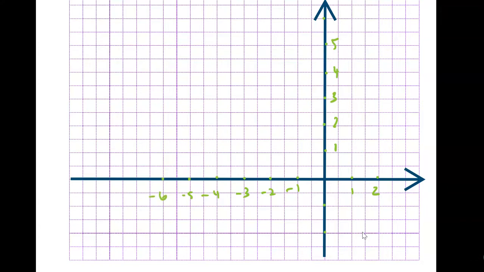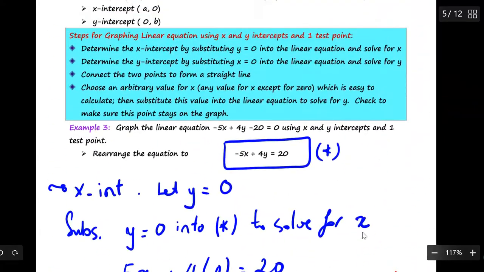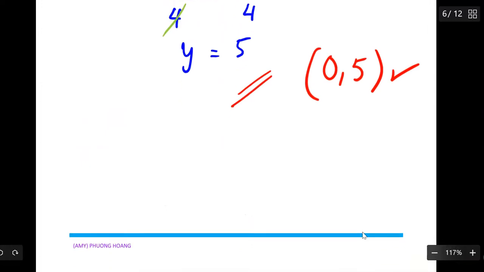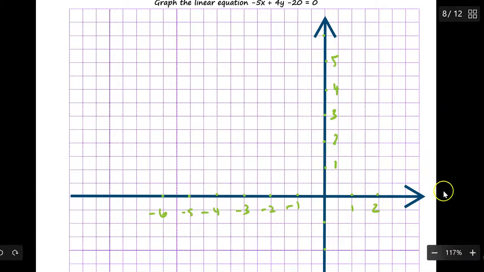So the first point is the x-intercept, which is what we found up here, is -4 and 0. Okay, so -4 and 0. And this is -4 and 0, so that plotted in red. So this should be -4 and 0, which is this point right here. Okay, so I will make -4 and 0. Okay, so the next one is 0 and 5. So right here is 0 and 5. So I will write 0 and 5.